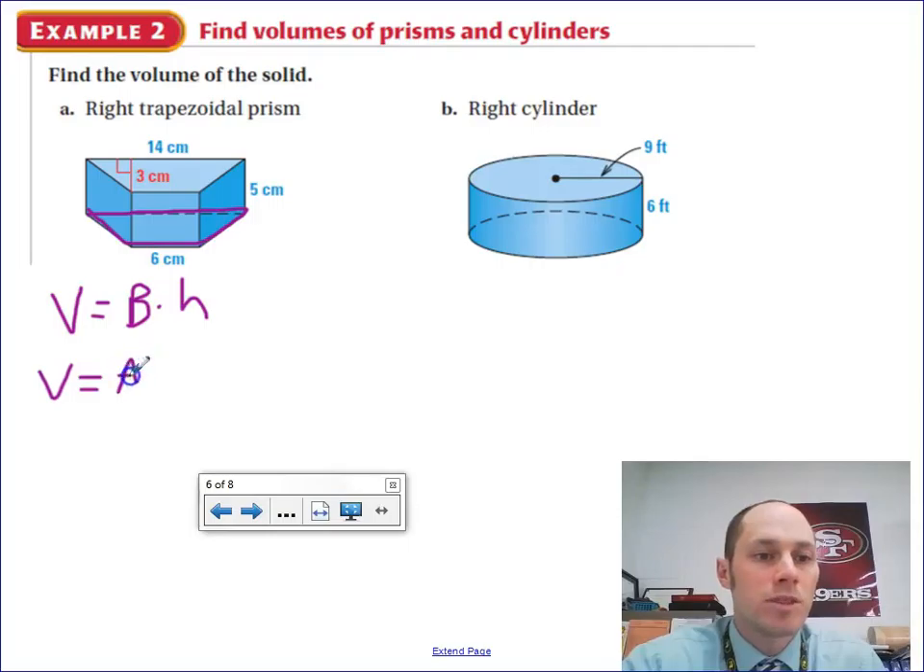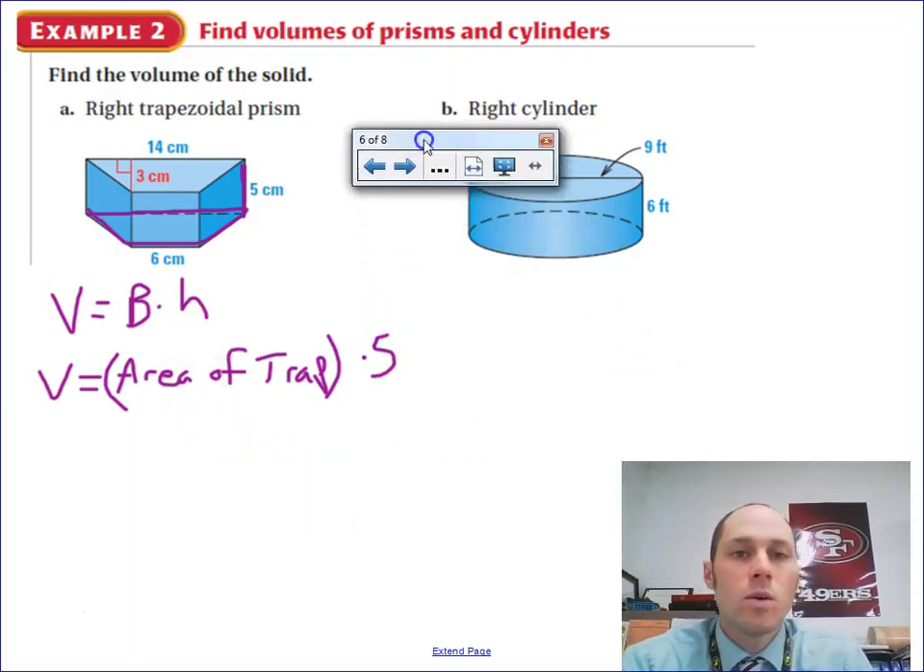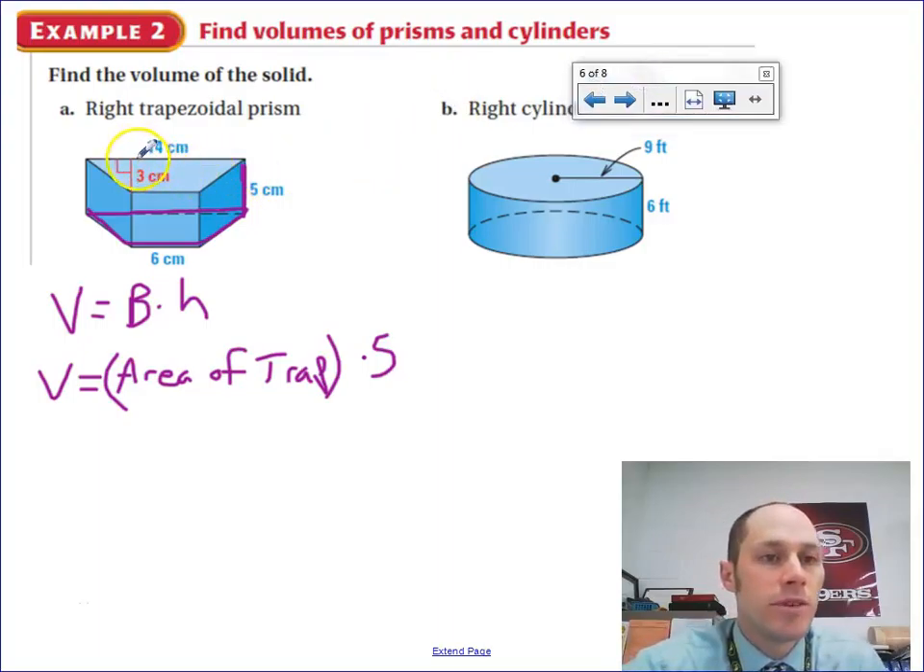So area of trapezoid times the height. And the height of the figure is the space between the two trapezoids. That'd be 5. So area of the trapezoid times 5. For trapezoids, there's a formula for that, or break it into different pieces. So we've got a triangle here, a triangle over here, and the rectangle in between. So we could calculate it that way.